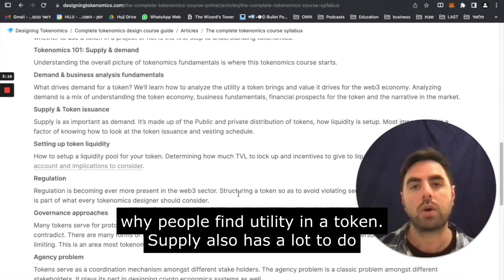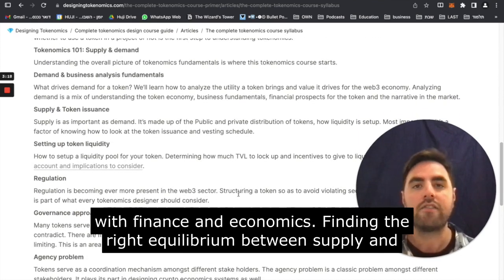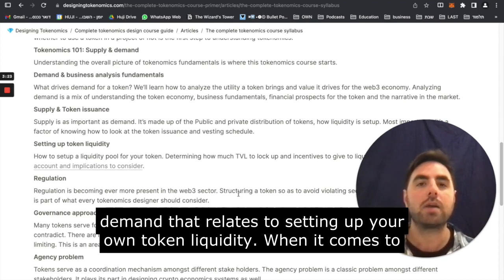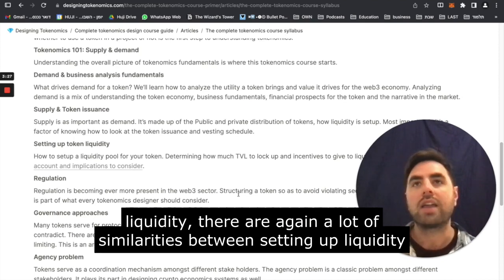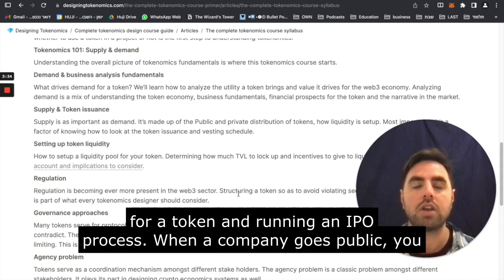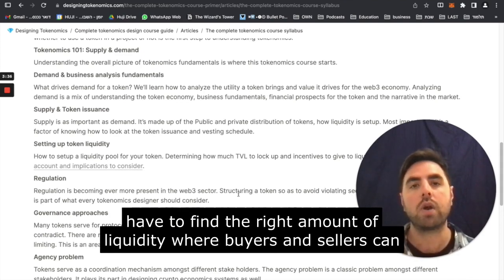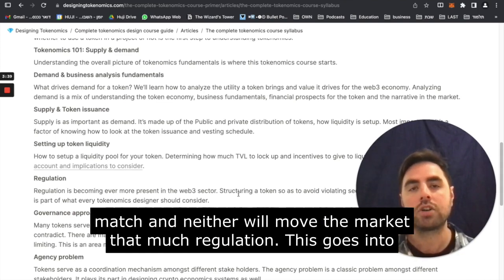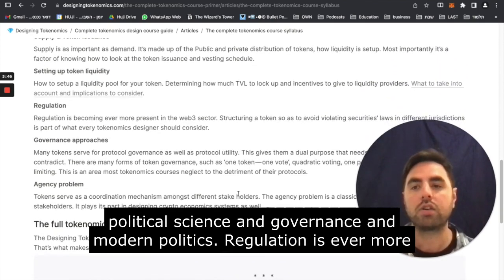Supply also has a lot to do with finance and economics, finding the right equilibrium between supply and demand. That relates to setting up your own token liquidity. When it comes to liquidity, there are, again, a lot of similarities between setting up liquidity for a token and running an IPO process when a company goes public. You have to find the right amount of liquidity where buyers and sellers can match, and neither will move the market that much.